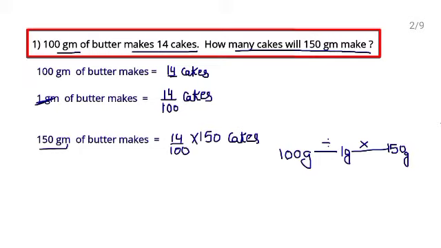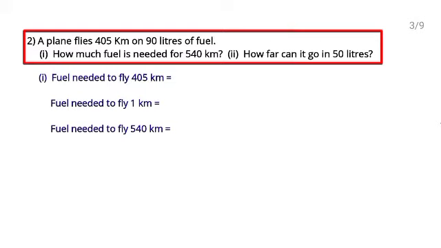Clear? Now simply solve it. 0 to 0 cancel out. 5 3s are 15. 5 2s are 10, 2 1s are 2, 2 7s are 14. This is equal to 7 3s are 21 cakes. So 21 cakes can be made in 150 grams of butter. This is your answer. Next, B part.